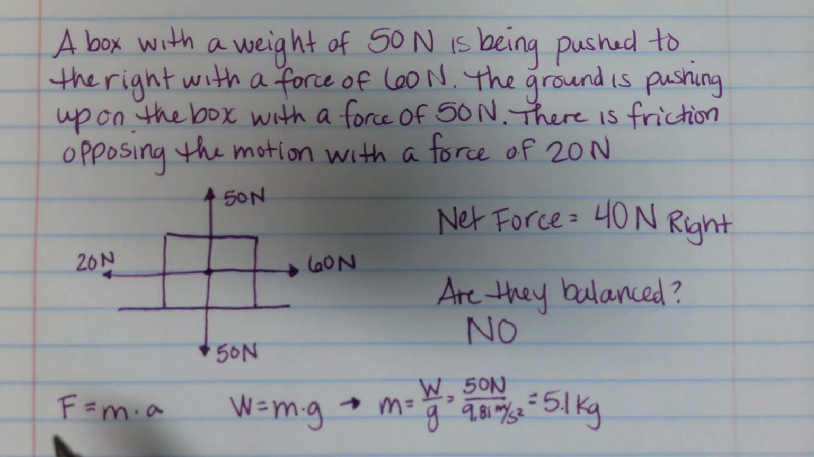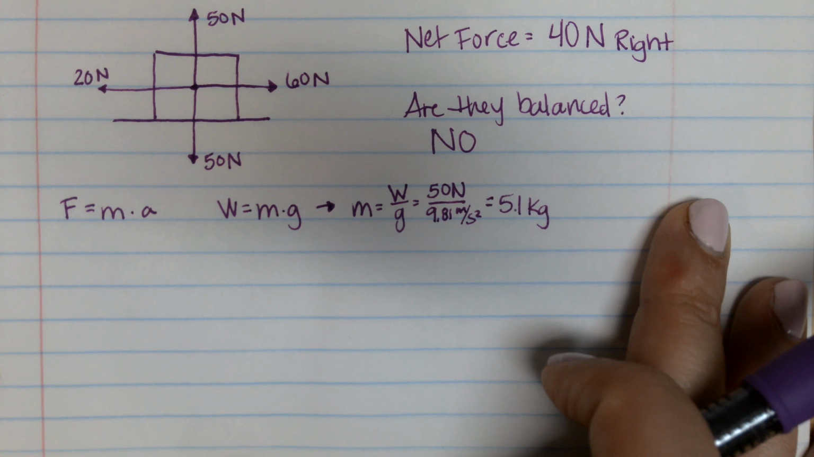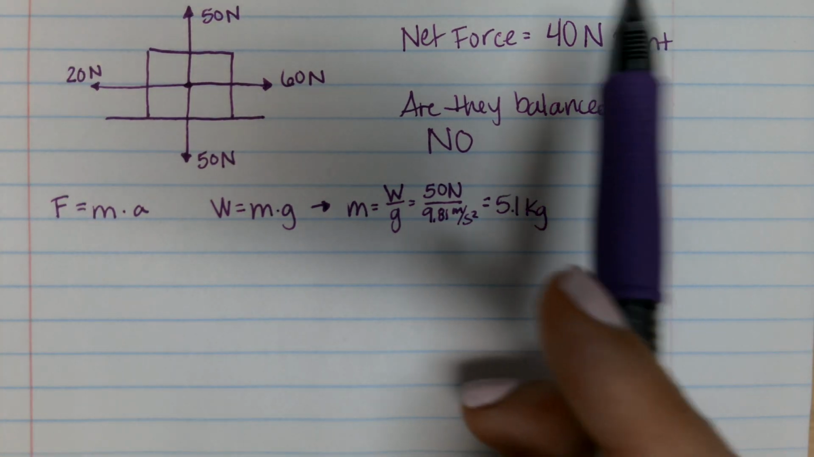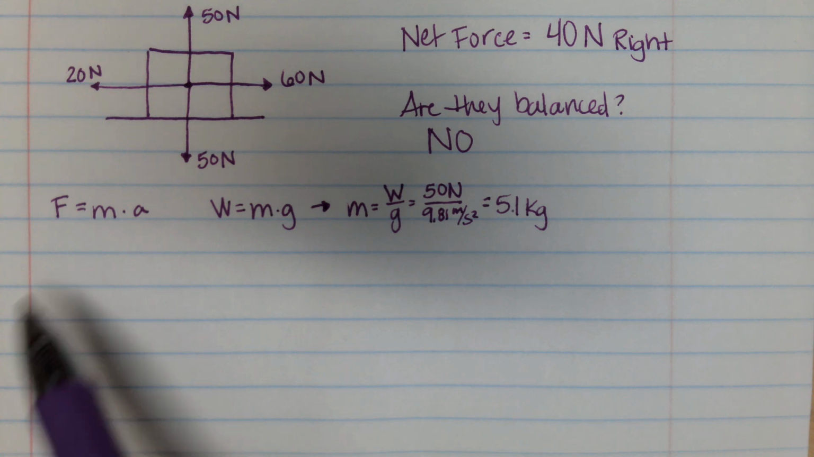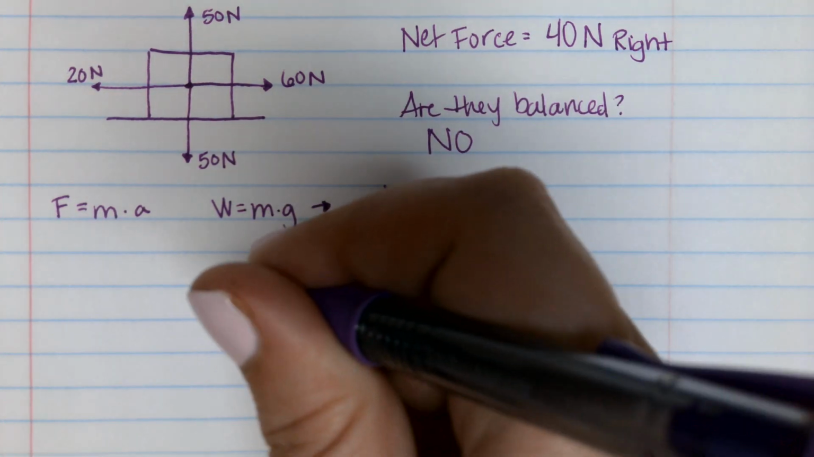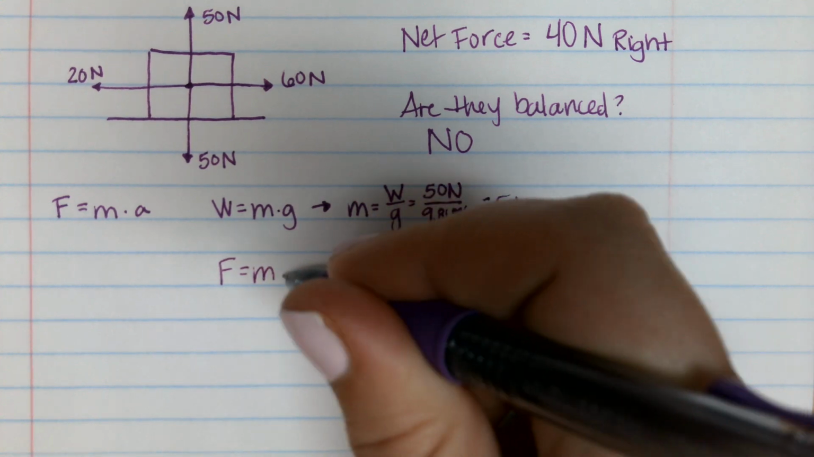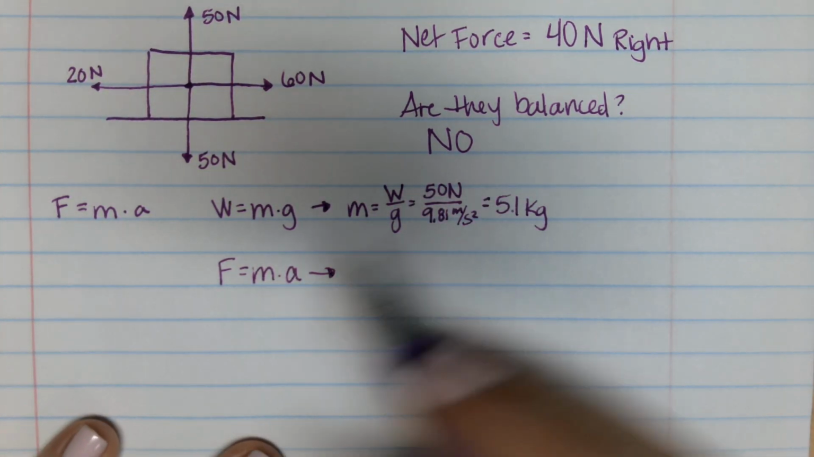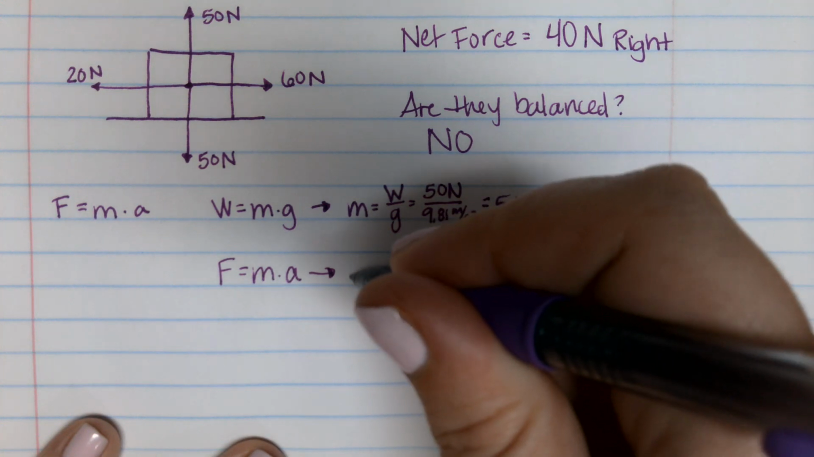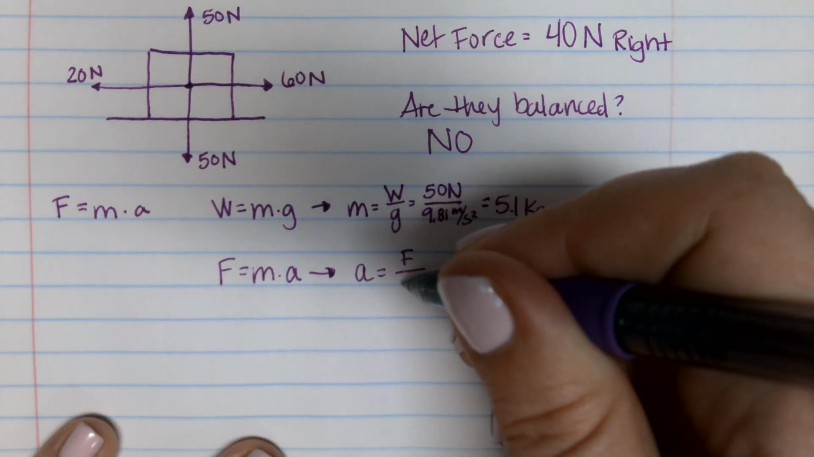Now the same thing will happen here. Let me push this upward a little bit. We have force is equal to mass times acceleration. We know the net force. We know the mass. We want to find the acceleration. So we would rewrite this formula. Force equals mass times acceleration is going to get rewritten to solve for acceleration. So divide the mass on both sides. So acceleration is equal to the force divided by the mass.